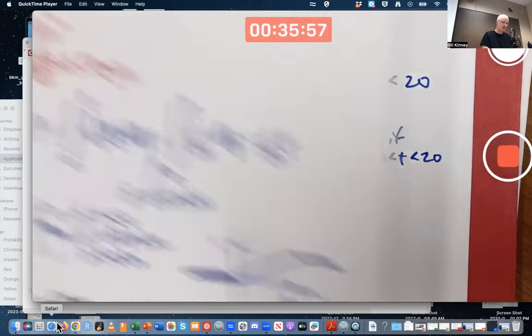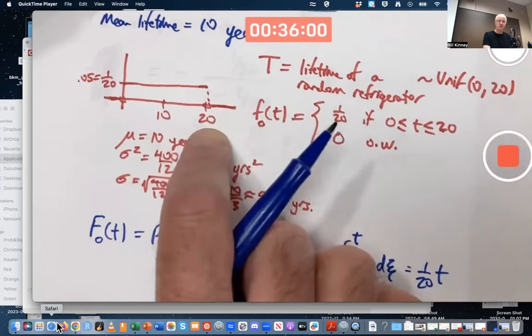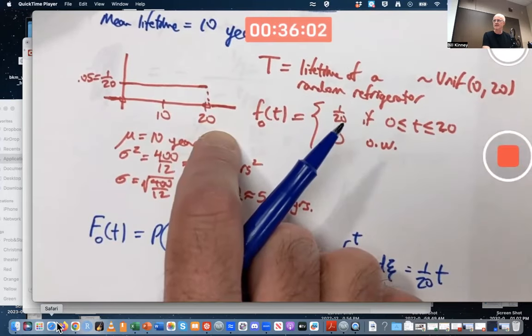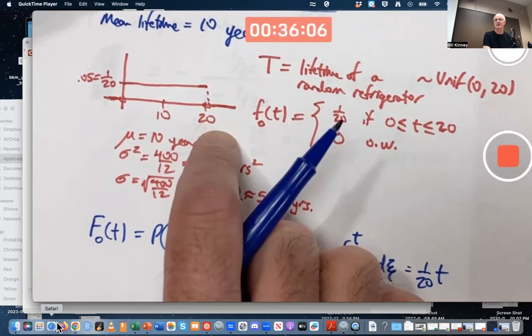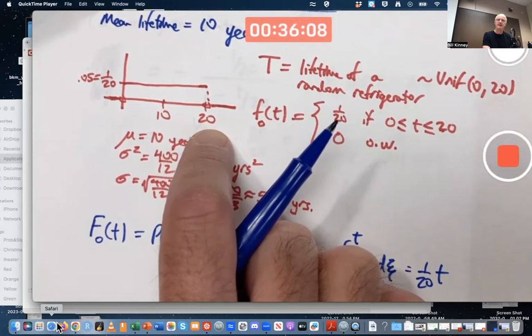Well, we already knew that from the uniform model here. No refrigerators make it past 20 years in this model. Now, of course, in real life they could, but in this model, they don't. 20 is the drop dead date. It's pre-programmed to die before it reaches 20.